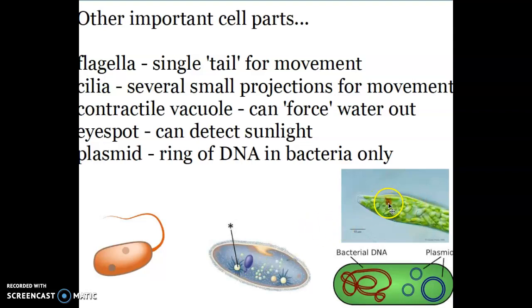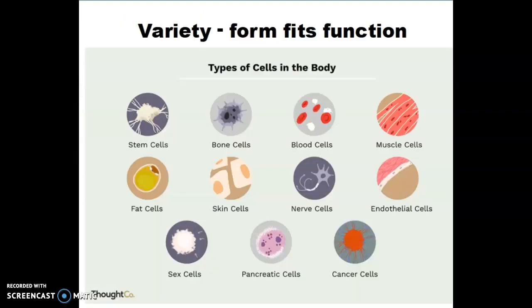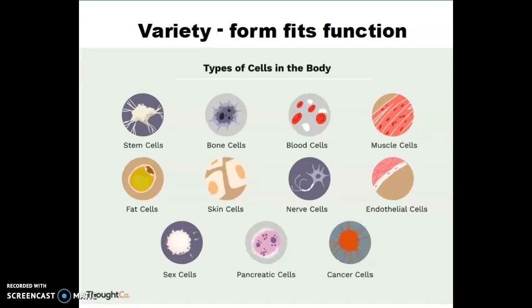This euglena here, this red thing here, is called an eye spot. It's like an evolutionary advantage where it can detect sunlight. It can't see its buddies around it or anything like that, but it can detect light. And since it does photosynthesis, that would definitely be an evolutionary advantage. Okay, and then we already talked about plasmids the other day when we did genetic technology. It's just a ring of bacterial DNA that we can manipulate.